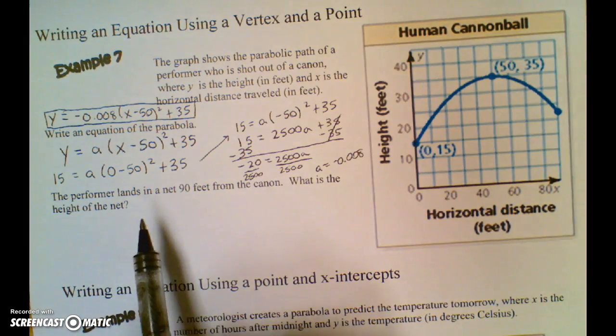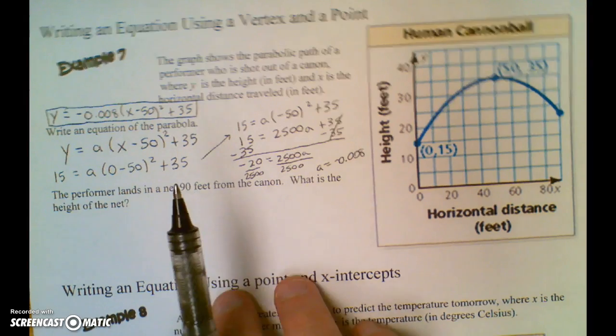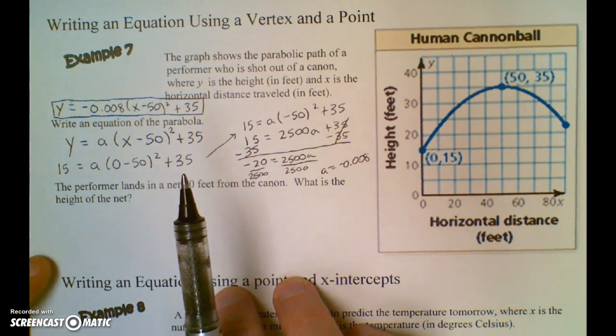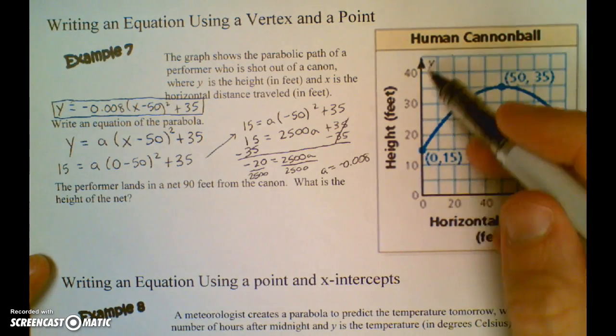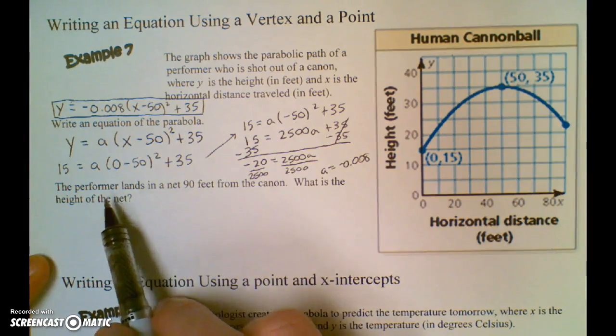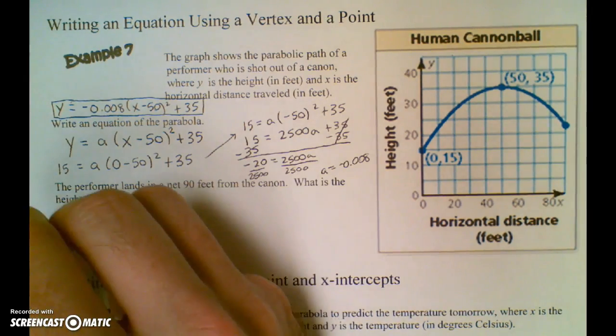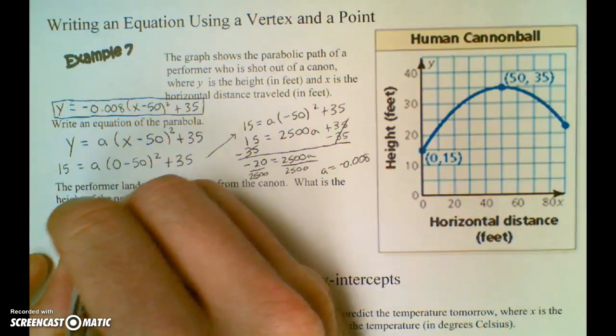So the performer lands in a net 90 feet from the cannon. What is the height of the net? So remember, height represents our y value. So I'm looking for the y value. That means I'm just going to plug in 90 into the equation that I created.